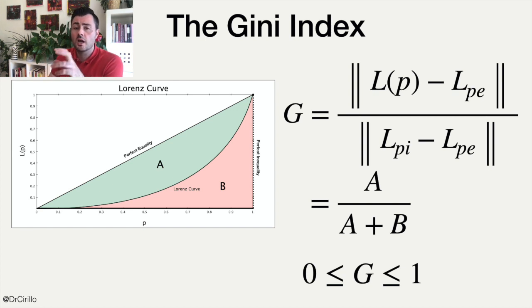Given the Lorenz function, I can always compute the Gini index. The Gini index is a summary measure of inequality, and it is nothing more than twice the area between the diagonal, or the perfect equality line, and the Lorenz function I am considering. So twice the area A that you see on your screen, or if you want to express the Gini index in terms of the areas A and B, it's A over A plus B. But remember that A plus B is equal to 0.5, so that's why we can always write two A's.